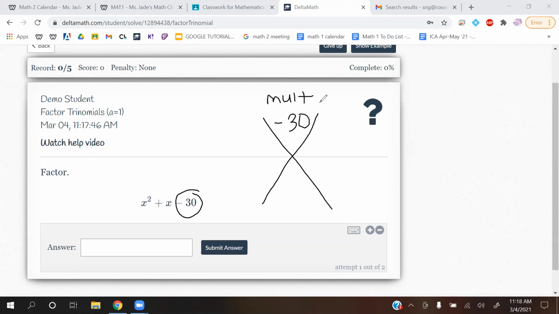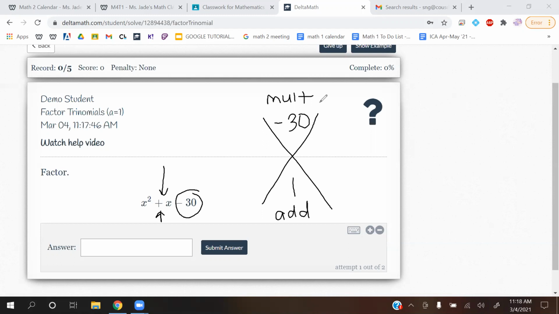And then what do you put on the bottom? You put the coefficient of that. And then I don't see a number, so that just means it's a 1. Technically, it's a positive 1 because it's a plus x. So it's a plus 1x. So I'm going to put a positive 1 there, and you want these numbers to add to positive 1. Then you think to yourself, what two numbers can multiply to negative 30 and add to 1?